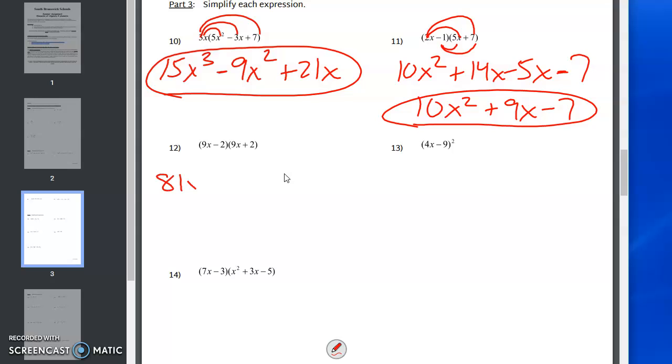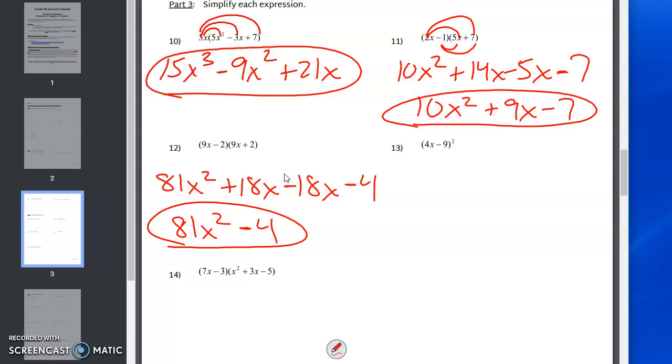Here, in the next 2, we're going to be FOILing. 9x times 9x is 81x squared. 9x times 2 is plus 18x. Negative 2 times 9x is negative 18x. Negative 2 times 2 is minus 4. The middle terms cancel out, and we're left with 81x squared minus 4.